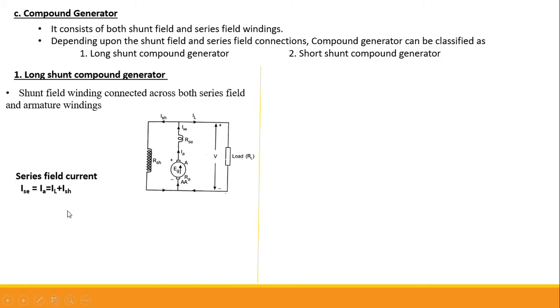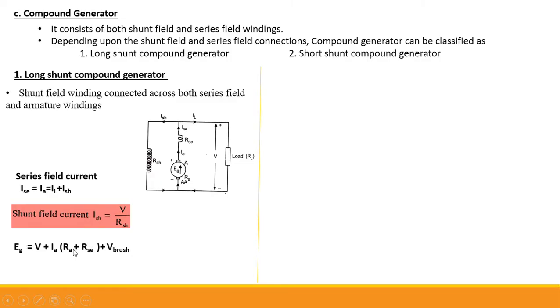Let us take the first one, series field current. I series is equal to Ia. Yes, both are connected in series. So Ia is also equal to I series. It is divided into two, one for the shunt field coil, another one for the load. So I series is equal to Ia. It is again equal to IL plus I shunt, load current plus shunt current. And we have to know about the shunt field current, which is the ratio between terminal voltage and shunt field resistance.